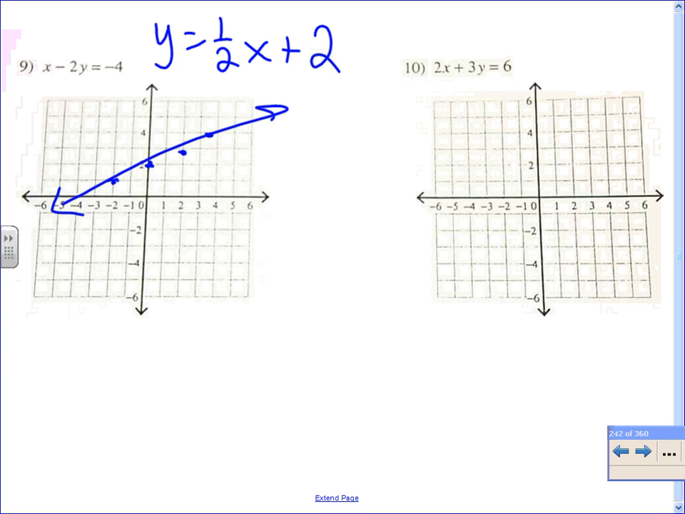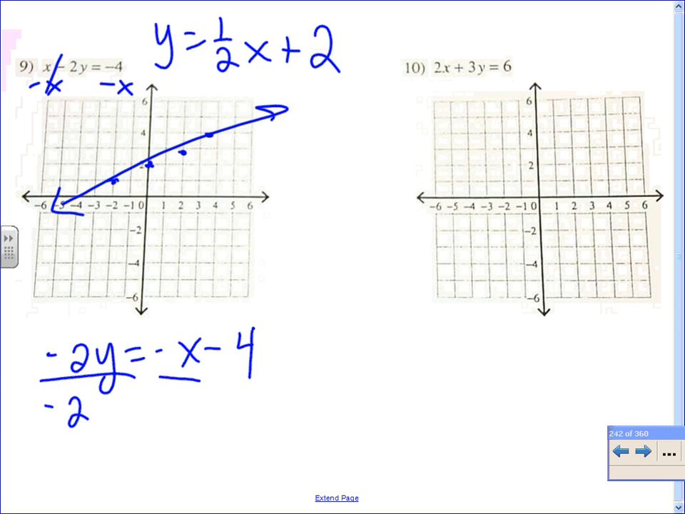Emma? Okay. So first thing you should have done, Emma, was minus x on both sides. Did you do that? Okay, so I'm going to go down here. So we have negative 2y equals negative x minus 4. And then did you divide everything by negative 2? Forgotten about a negative or something? Okay. You okay?